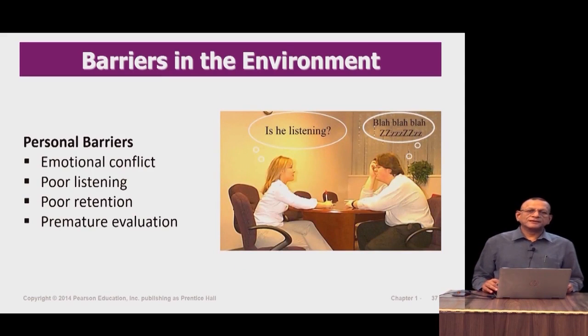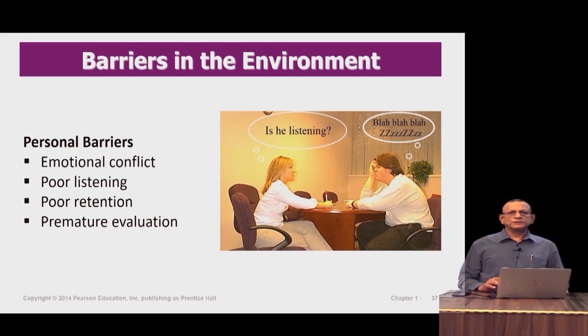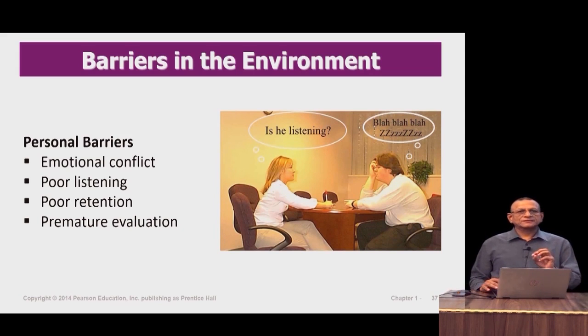The third section of such barriers is personal barriers. Personal barriers include emotional conflict. Emotional conflict means that you are having very high emotions, maybe negative or positive, excessive emotions. If we are not stable, or the emotional level is very high or low, then it's difficult to express. This will be a personal barrier. A person who is not emotionally balanced will not be able to communicate effectively. Then the second one is poor listening. If the person is not listening well, then obviously it will create a lot of communication barriers. Then the third one is poor retention.